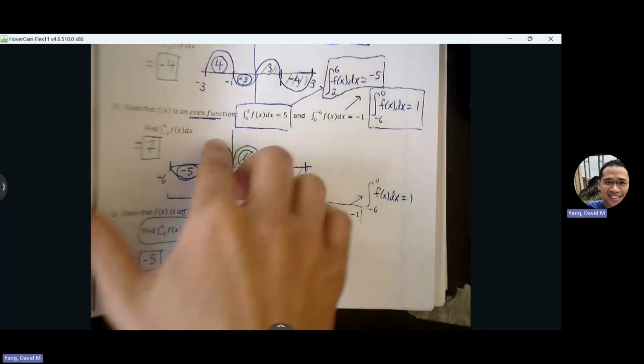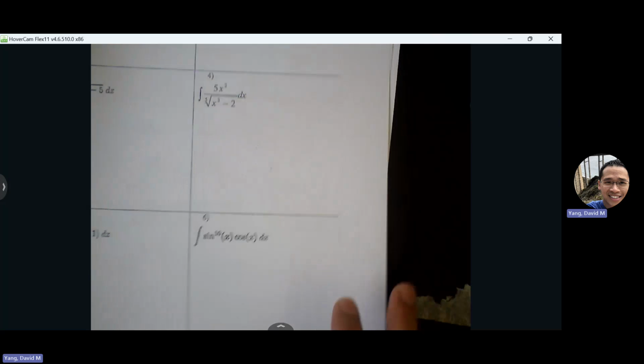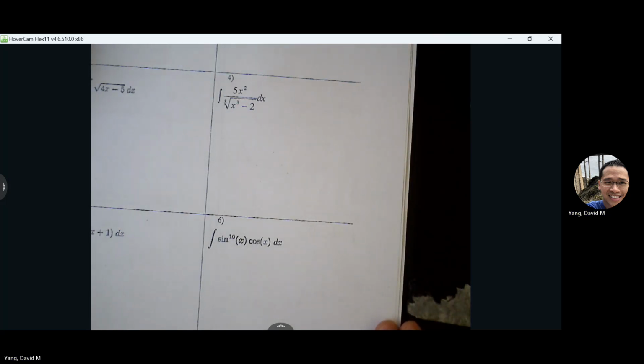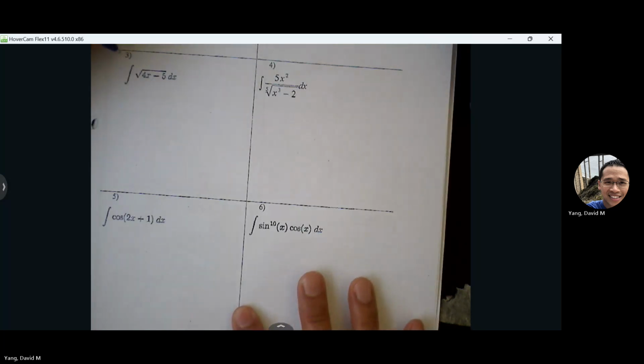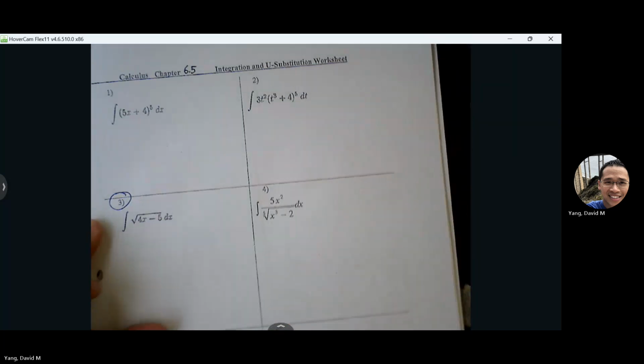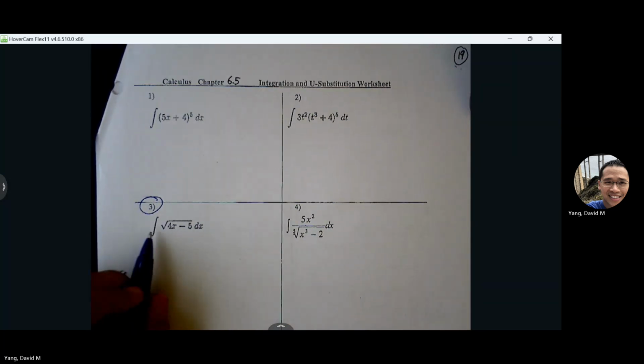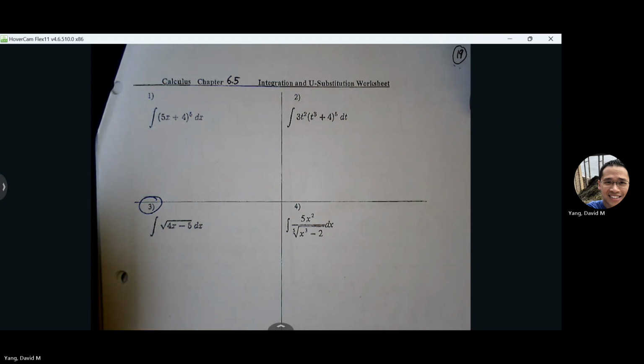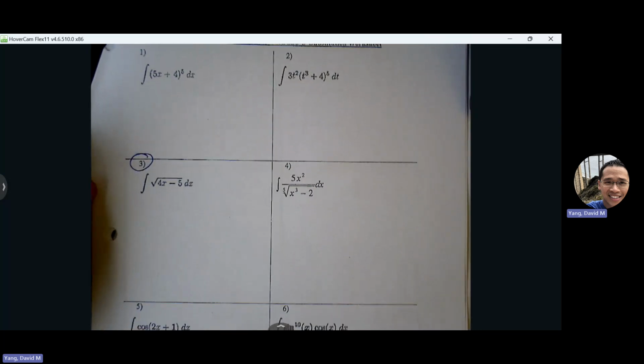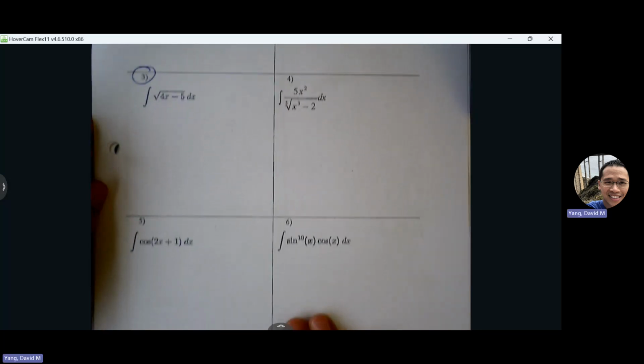Okay, let's do some use substitution practice. So let's turn back to page 19. Yeah, let's start with 3 and go through our steps. So page 19.